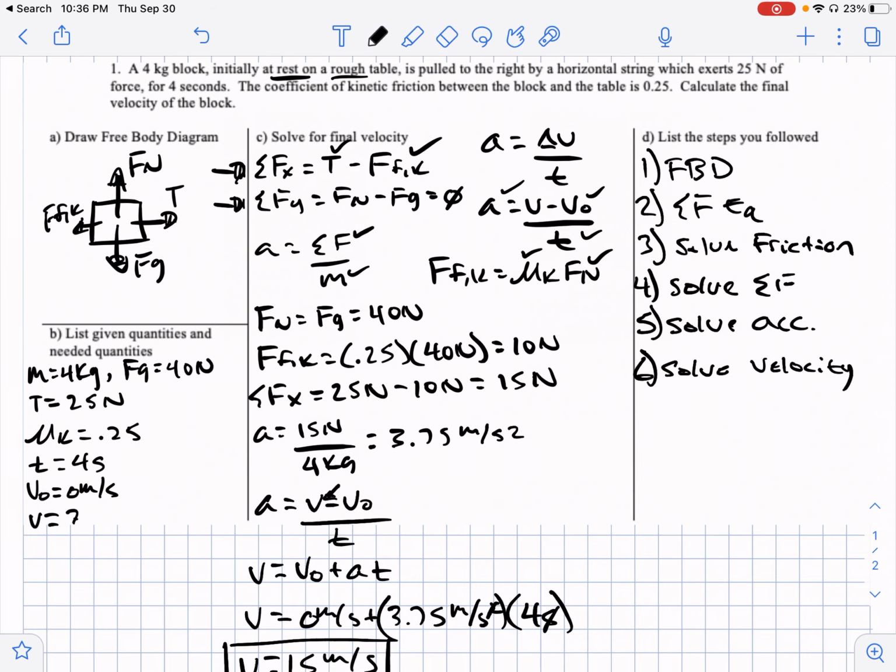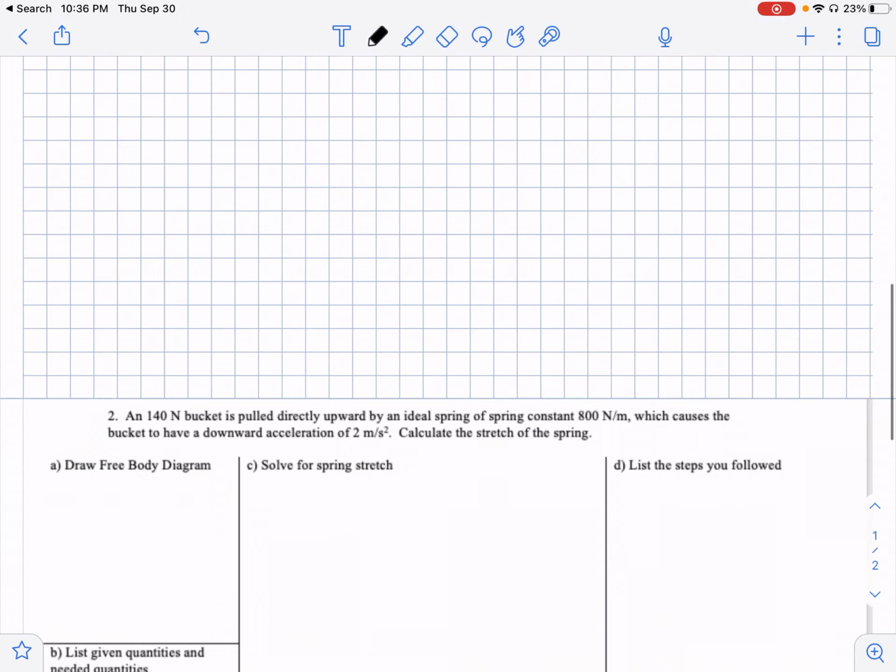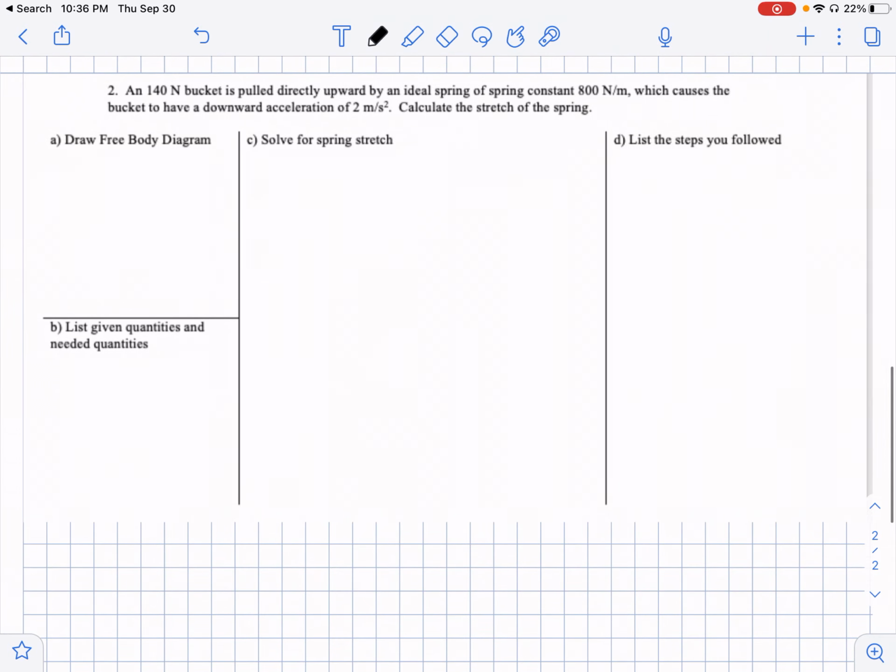Now let's look at number 2, and we'll work through number 2. So number 2 says we have a 140 Newton bucket. It's pulled directly upward by an ideal spring, and the spring constant is 800 newtons per meter, and it causes the bucket to have a downward acceleration of 2 meters per second squared. And we're asked to calculate the stretch of the spring. So let's start out with that free body diagram.